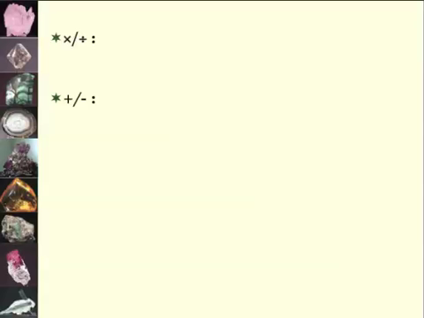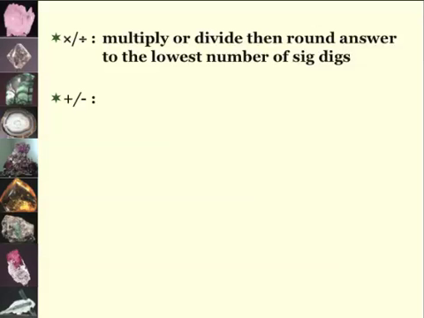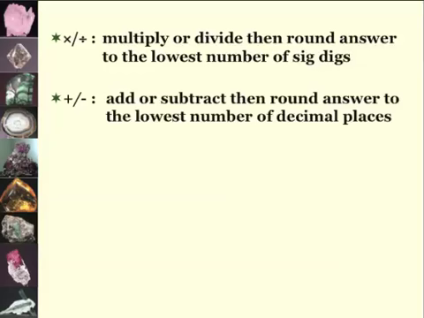So, if we are multiplying or dividing, then we round our answer to the lowest number of significant digits. Okay? That's what we need to do no matter what. Whereas if we're adding or subtracting, then we need to round answers to the lowest number of decimal places. Okay? So this is very important to make this distinction.